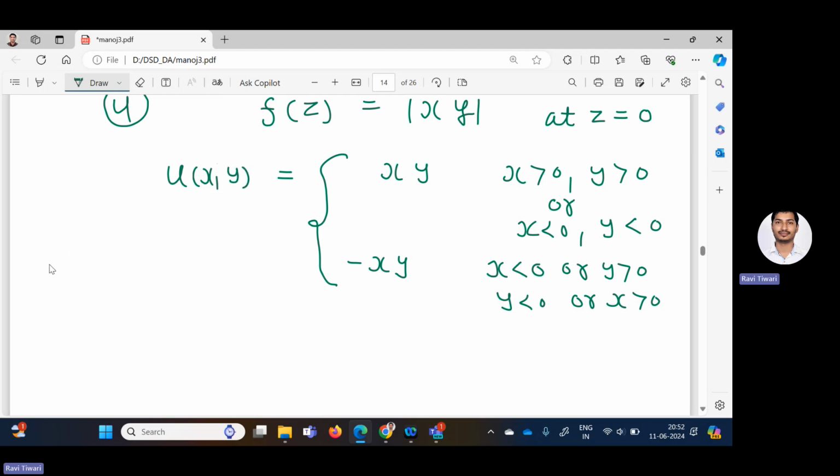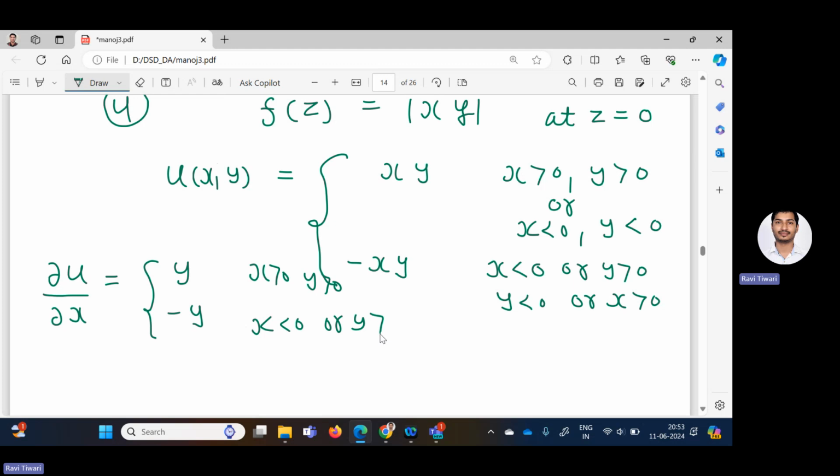If I ask you what is the value of dou u by dou x at 0, 0, so what will be dou u by dou x? When you differentiate, because this is polynomial type, you can differentiate directly. Either you will get y or minus y, for x greater than 0 and y greater than 0, or x less than 0 and y greater than 0. So dou u by dou x, we are getting y and minus y. At 0 comma 0, when you put y equal to 0, we are getting 0.